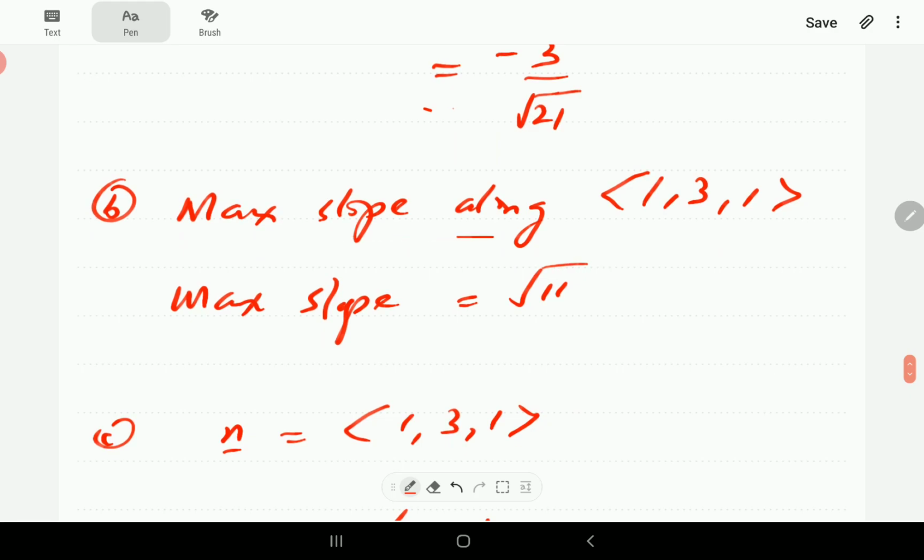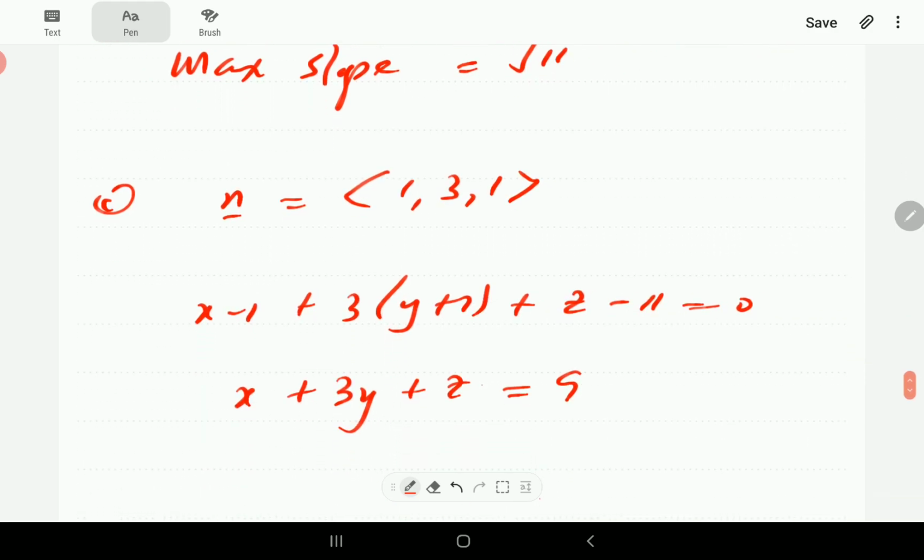Then the maximum slope is along the direction of the gradient, and that is going to be given by this, which is the magnitude of this vector. And then for the tangential plane, the gradient vector is going to be our normal, and if we plug into that standard equation, that gives us that equation there.